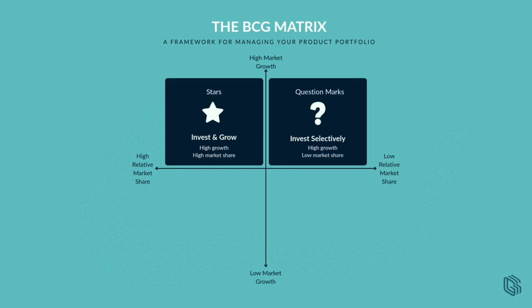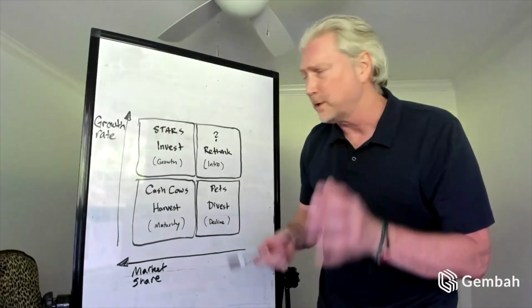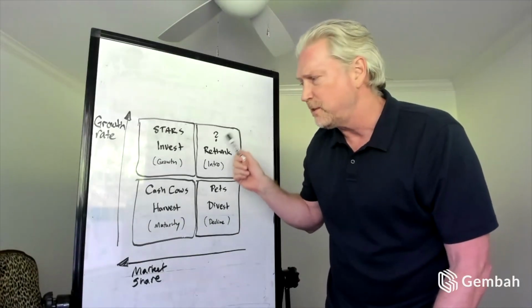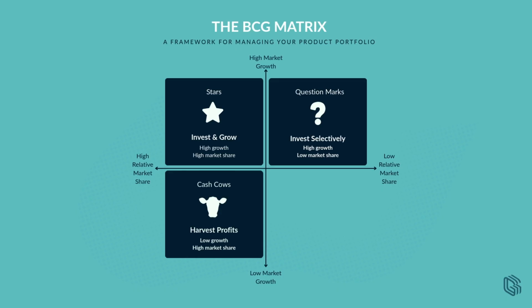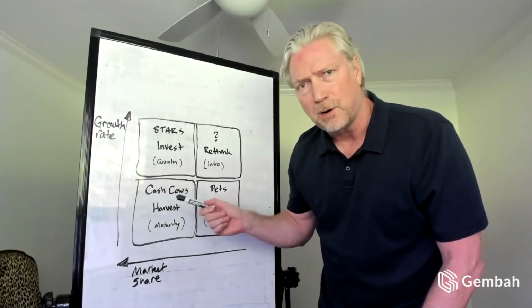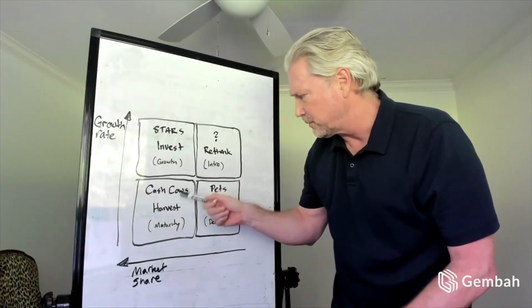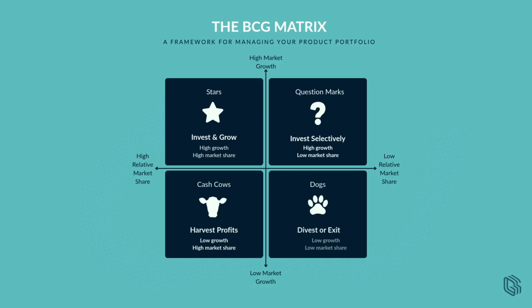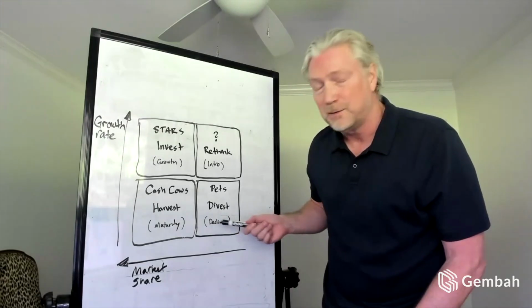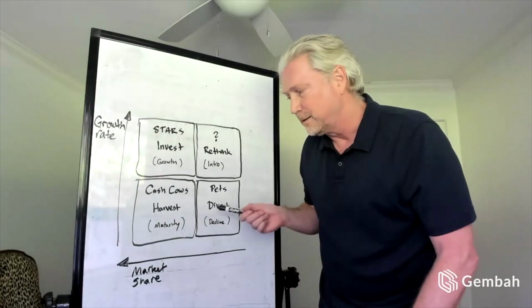Question marks, this is typically in the intro stage. You've launched a product, you don't really know if it's working or not. So continuous rethinking. Cash cows, remember that maturity stage. This is when you harvest mature product, steady revenues, harvest cash. And finally, the pets, the dogs, the products that aren't working out at all from the beginning or when they reach the decline, divest in them.